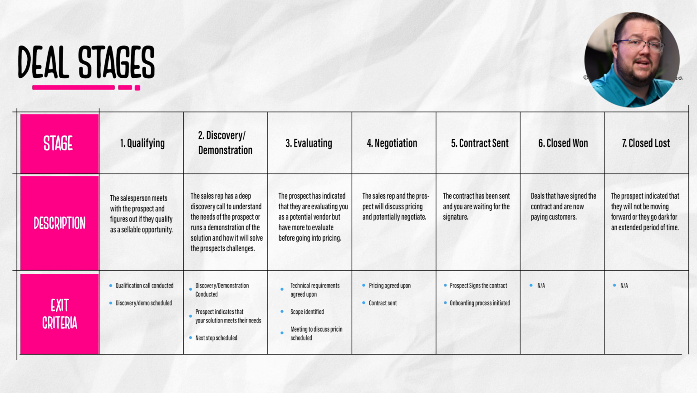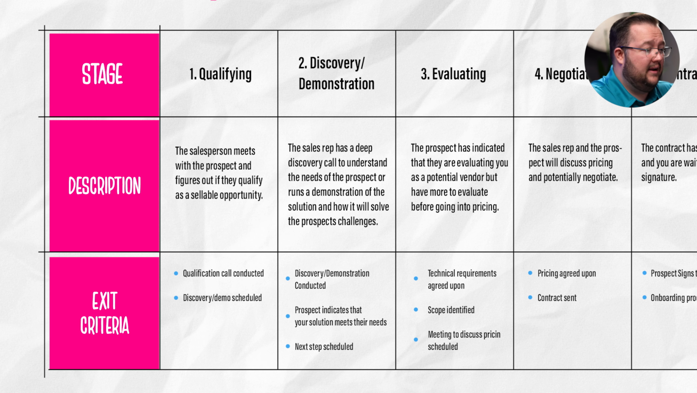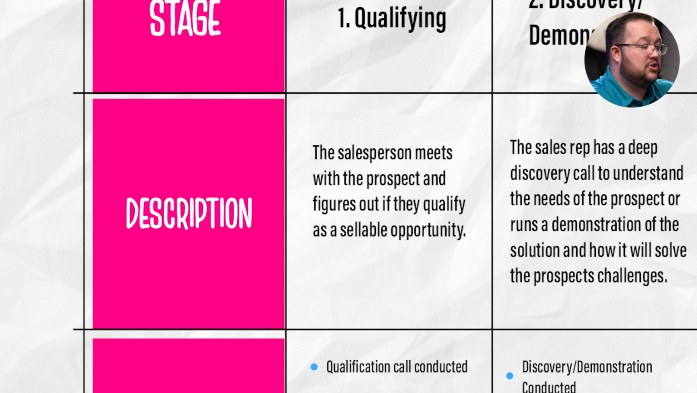So the first stage typically is a stage called qualifying. The description is the salesperson meets with the prospects and figures out if they qualify as a sellable opportunity. Now, you'll notice it says optional here. The reason why this is optional is because some companies, anybody will qualify for, and then you don't need a qualifying stage in your sales process because if they book a meeting with you, they're qualified. This goes for tools where they sell something that anybody could purchase. That's something that they're not really as worried about qualifying.